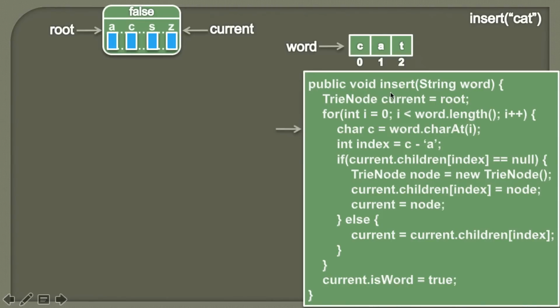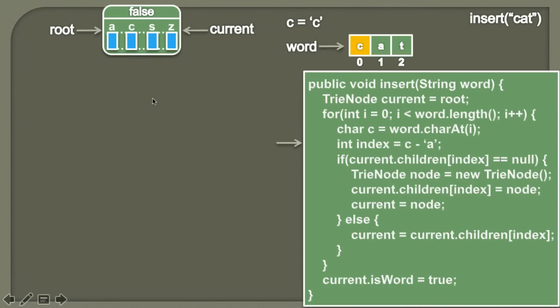So in the for loop, we'll first take the character at index 0. We'll call the charAt method of the string and take the character at index 0, because currently the value of i is 0. So the char c will point to character C.